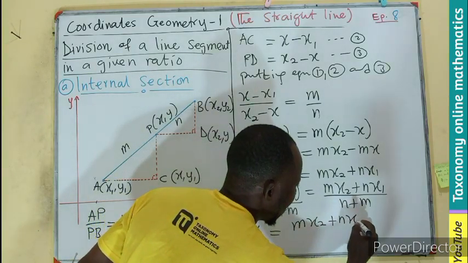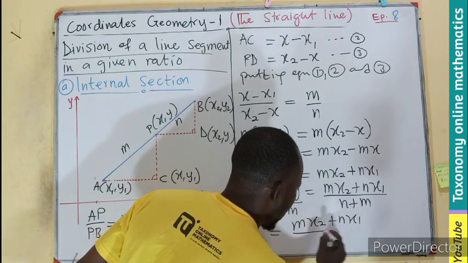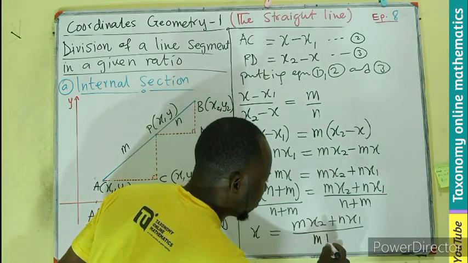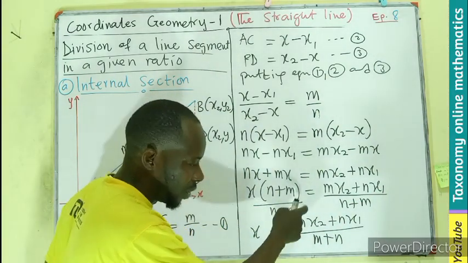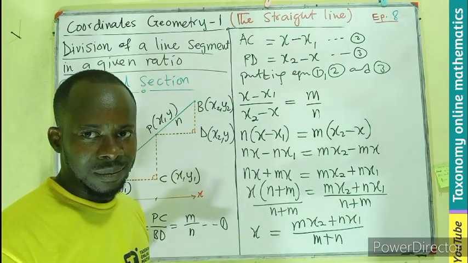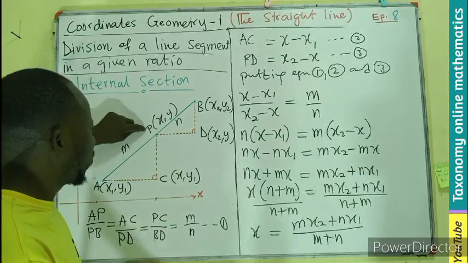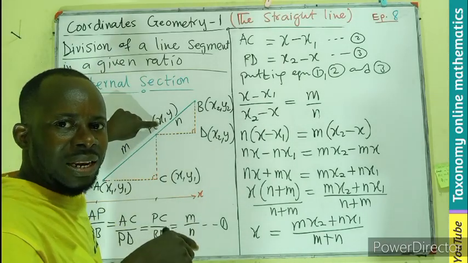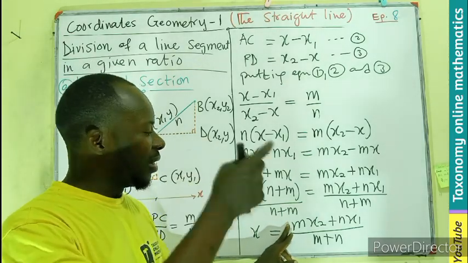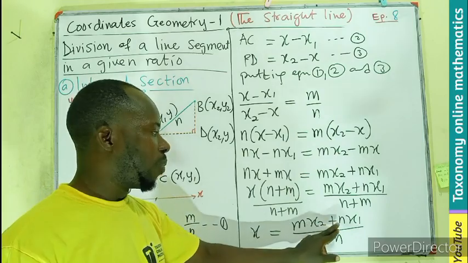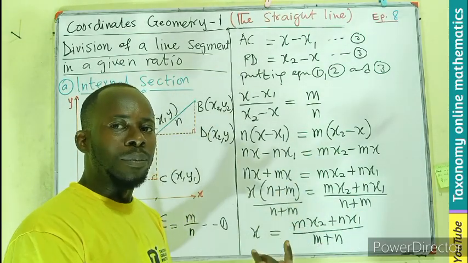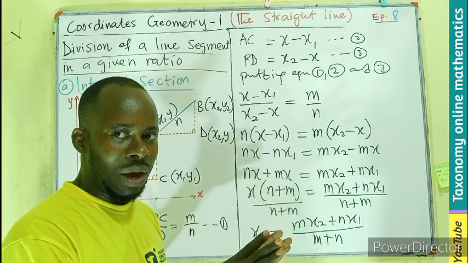x2 and n x1, all divided by, addition is commutative, so I can say m plus n, because I'm seeing the n first. So this is the coordinate for only the x. Meaning, if I want to find the x coordinate for any point under internal division, it will be the first ratio times the second x value plus the second ratio times the first x value, divided by the sum of the ratios. I guess we are good on that.